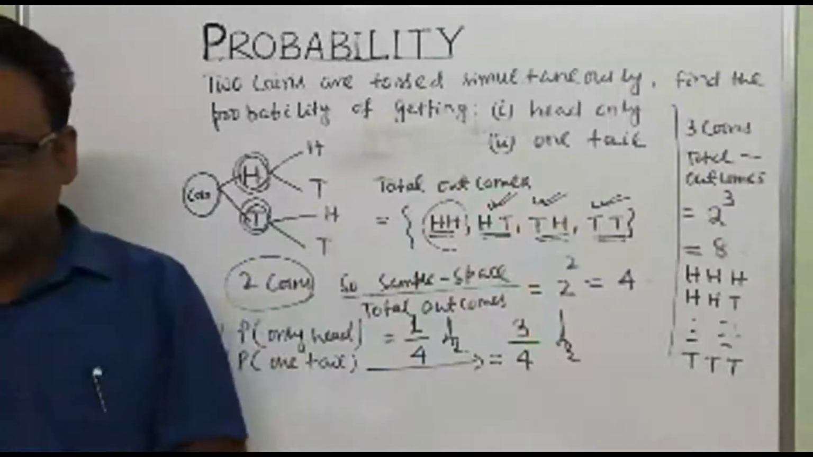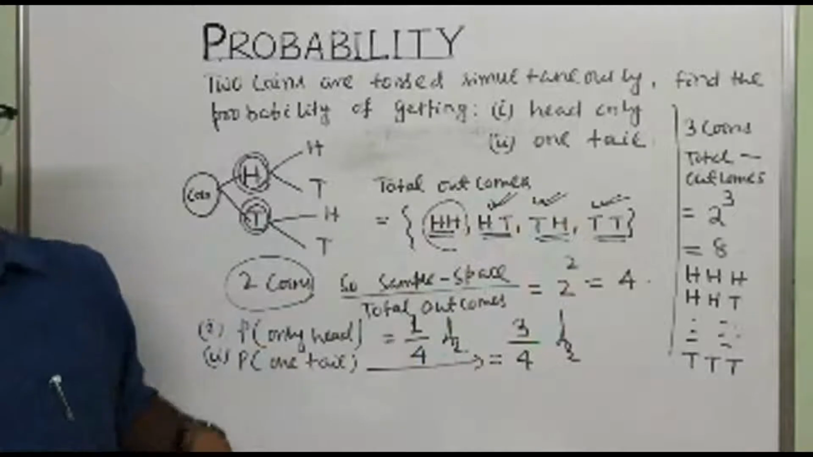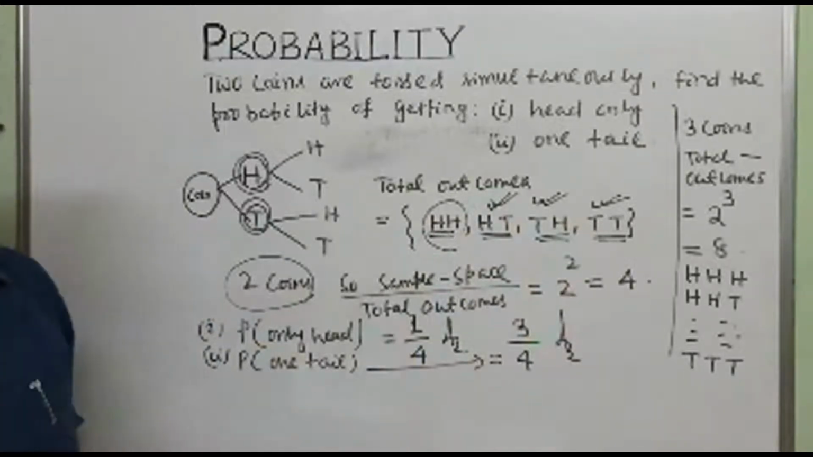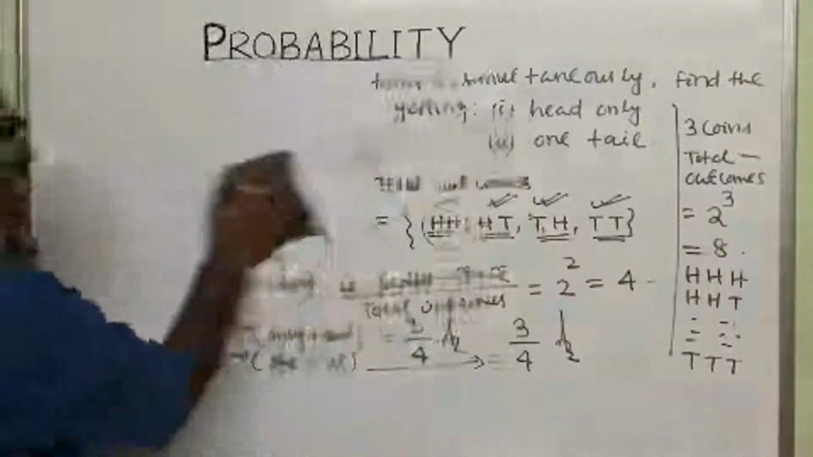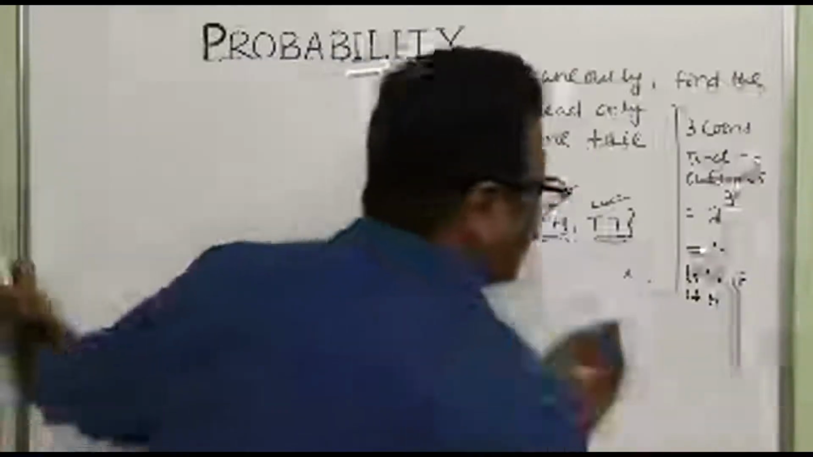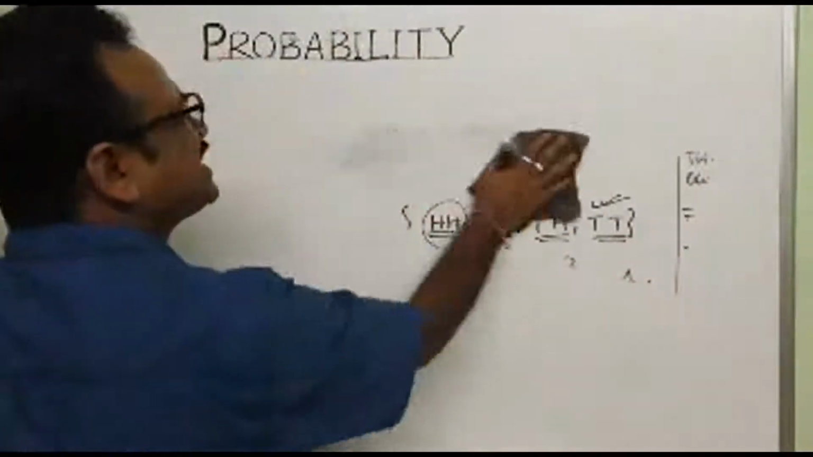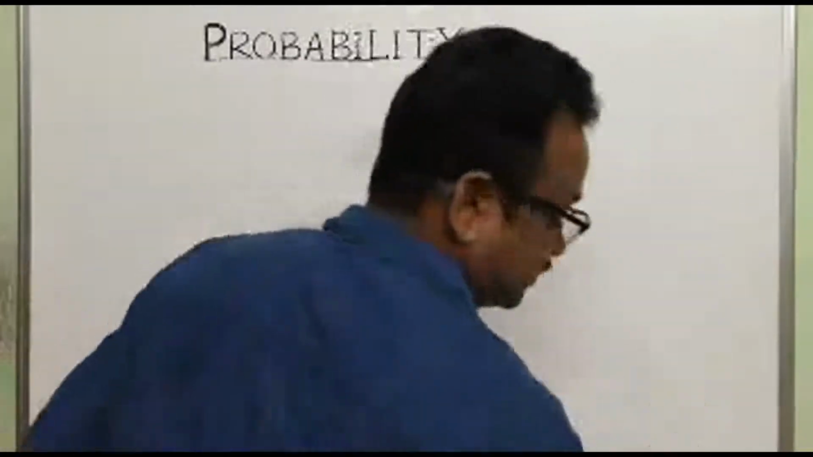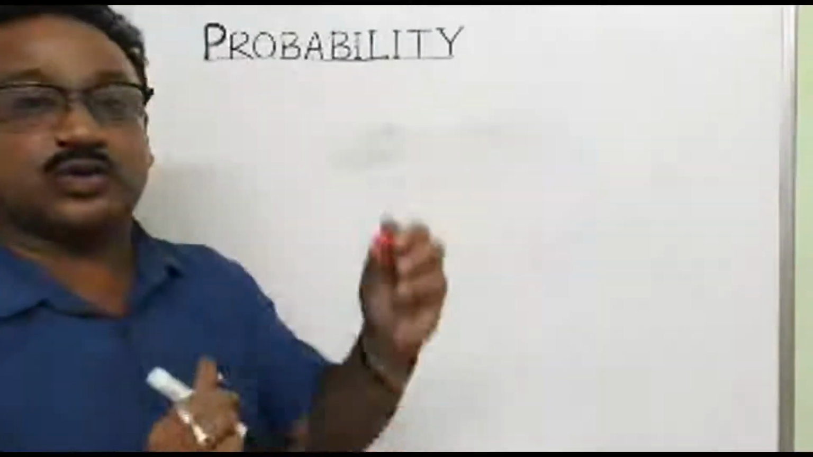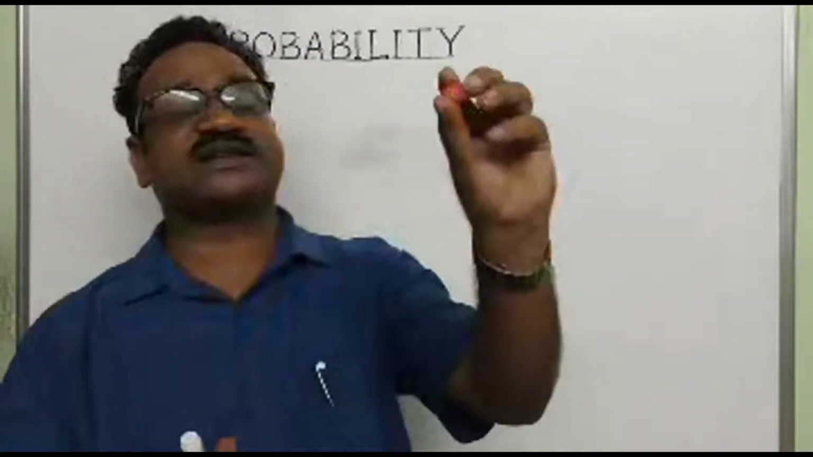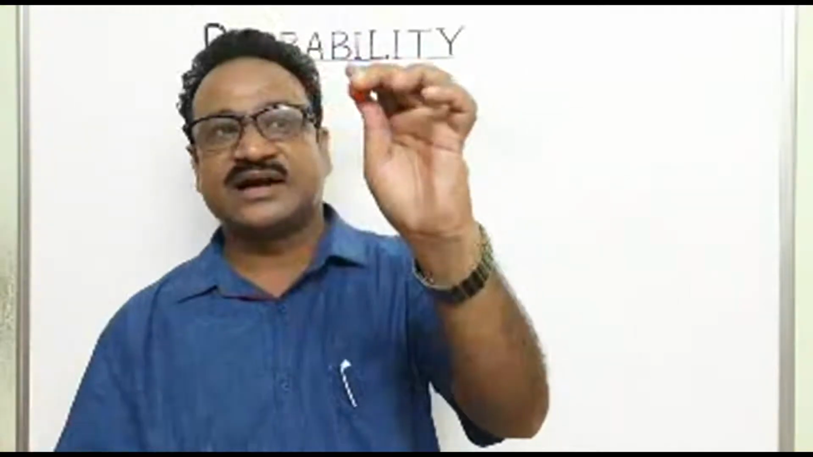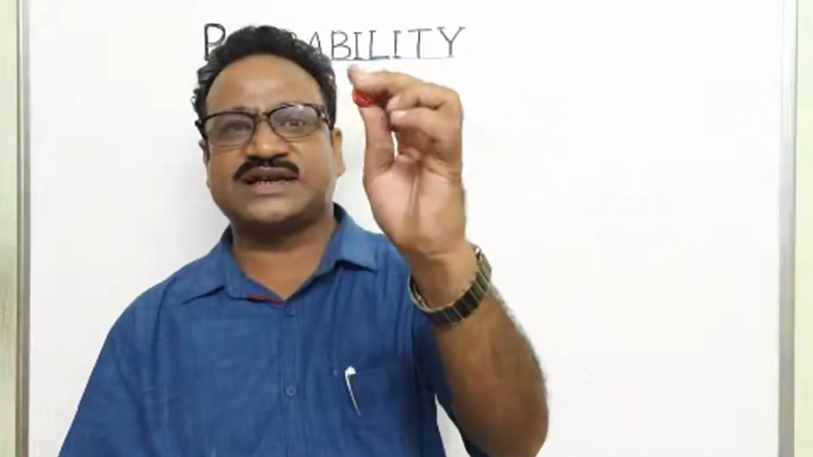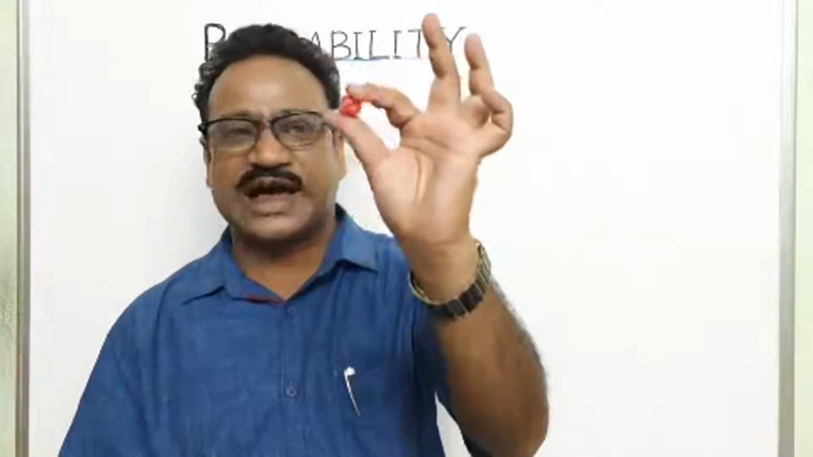Now come to the next one, about a single dice. Okay, dice. Now see about the dice. Dice has how many faces? 6 faces. You have seen a Ludo dice. How many faces? 6 faces. Different numbers 1, 2, 3, 4, 5, 6 are written on the 6 faces of the Ludo dice.